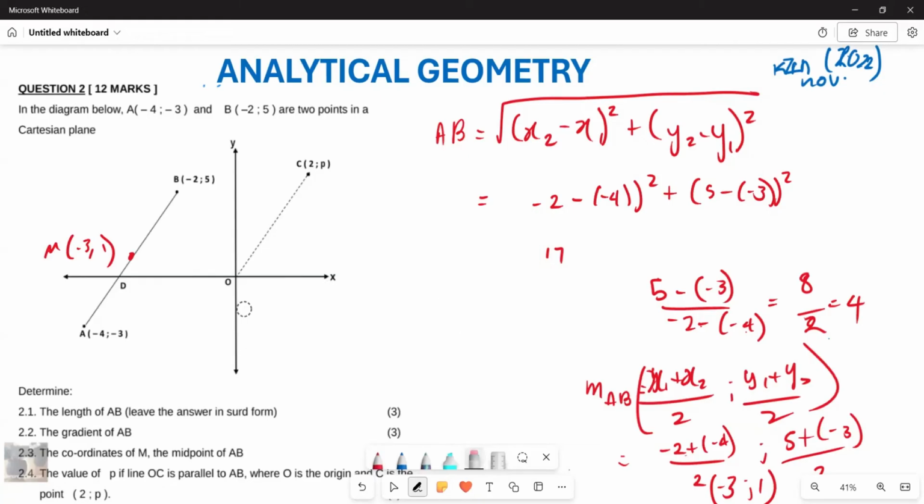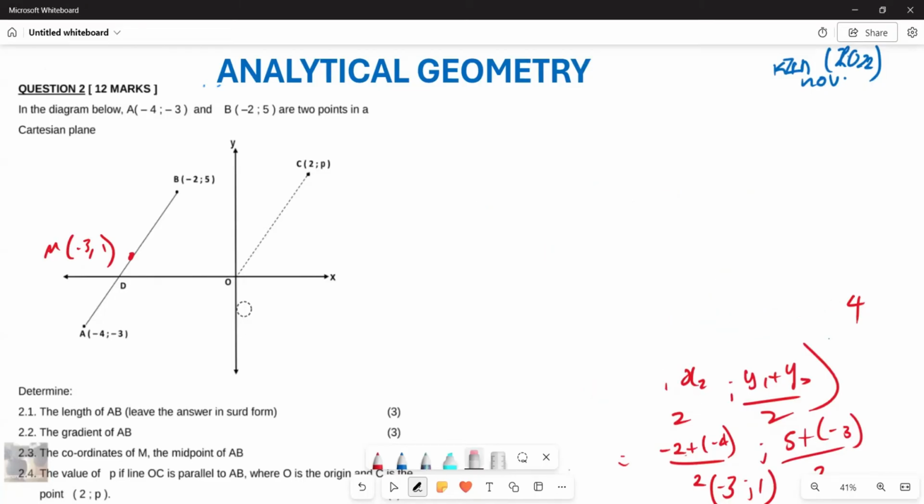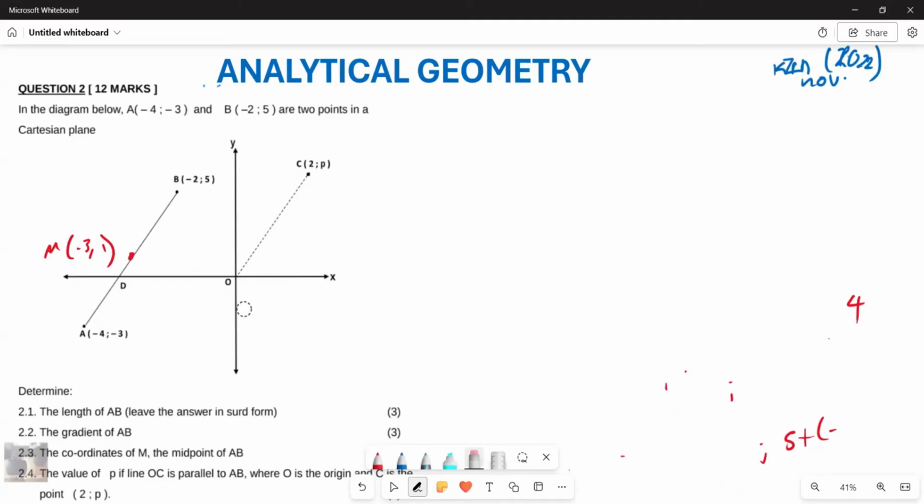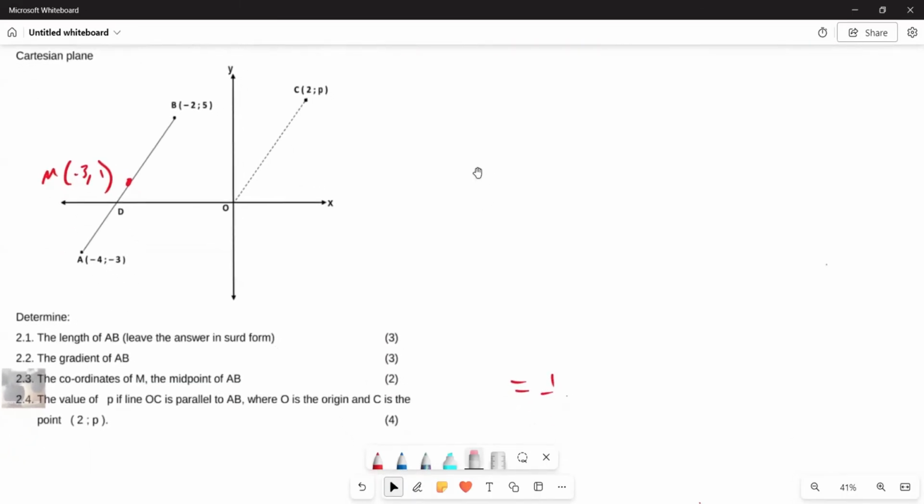Now, let's try and move swiftly along and see what else we can have in this particular question. Let's just make up our space here very quickly, right? And let's scroll upward. Yes.